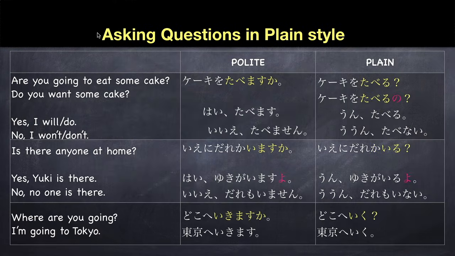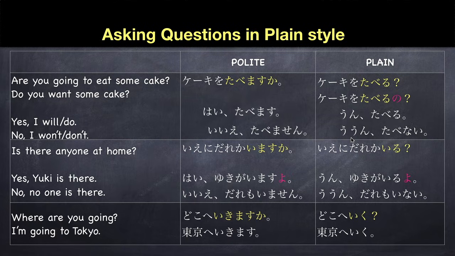So I've shown you already how to ask questions in plain style, but let me just go over it one more time. For example, are you going to eat some cake? Or do you want some cake? ケーキを食べますか? In plain form, ケーキを食べる? So we use the dictionary form of the verb and then we say it with a rising intonation to make it into a question. You can also say ケーキを食べるの? So no makes it softer.